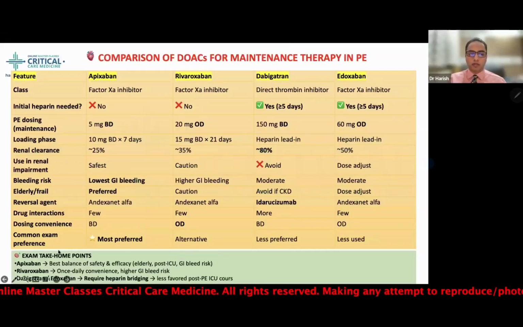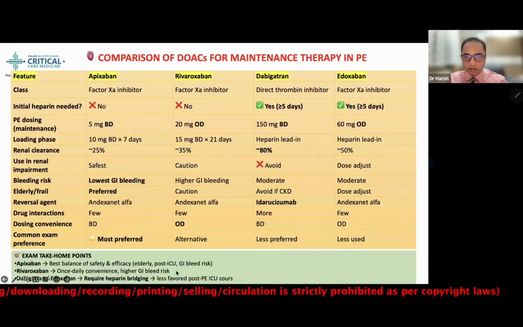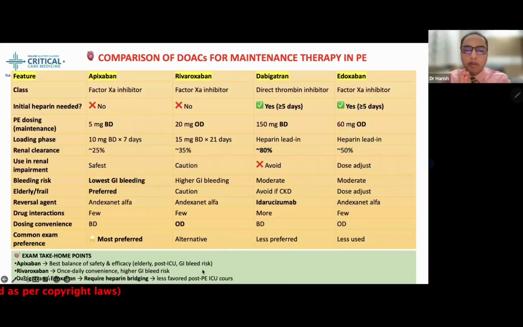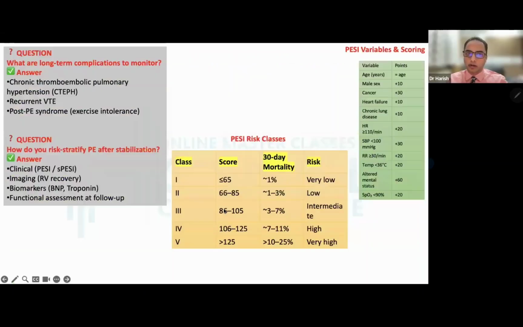So the take home: apixaban gives the best balance of safety and efficacy in elderly post-ICU patients and those at GI bleed risk, where we have a high risk. Rivaroxaban's once daily dosage is convenient, but there is a higher bleeding risk. Dabigatran or edoxaban require heparin bridging before we initiate these agents, so they are less favored post pulmonary embolism in ICU patients. So that is about the options of direct oral anticoagulants.